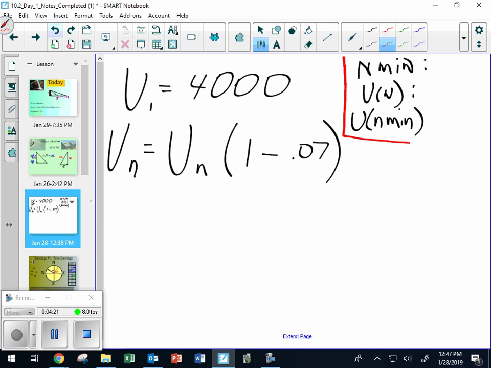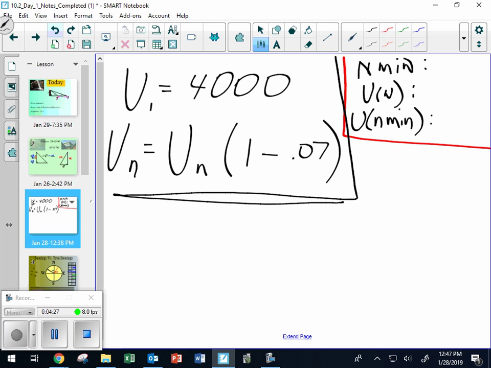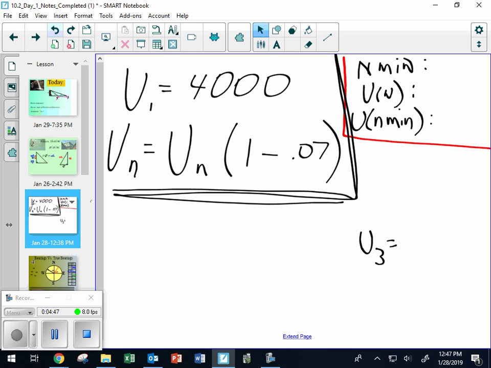So what should your calculator exactly read if you're going to put in this guy right here? I hope you can do it. That's your challenge right now, is to try to put that in right. Here's how you can tell if you put it in right. If you figure out u sub 3 and it's smaller than 4,000, check with the kid next to you to see if they got the exact same thing as you did.